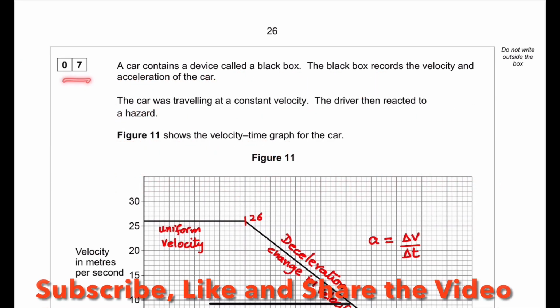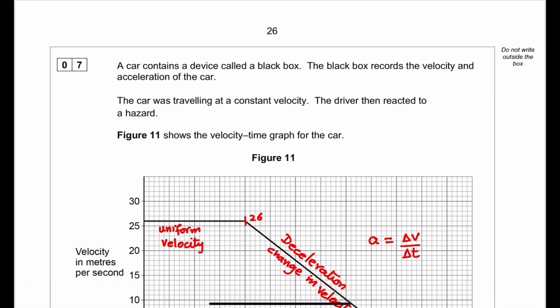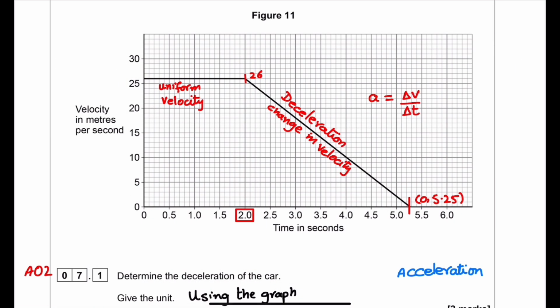Question number 7. A car contains a device called a black box. The black box records the velocity and the acceleration of the car. The car was traveling with a constant velocity. The driver then reacted to a hazard. Figure number 11 shows the velocity-time graph of the car. In figure number 11, we can see the graph is showing the velocity-time graph. The velocity is along the y-axis, whereas the time is given along the x-axis.